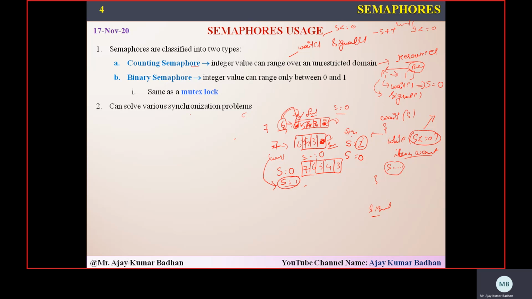So this is exactly how it works. The counting semaphores are mostly used for what? We are going to use them for resources, the instances of resources, and this way it is going to perform the operation. Okay, so let's take a small example.